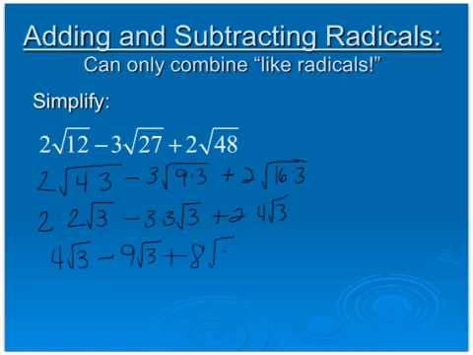plus 8 root 3. Now they're all root 3's, so they're all like radicals, so we can just combine the coefficients. 4 minus 9 is negative 5. Plus 8 is 3, so our final answer here is 3 root 3. So that's how you add and subtract. You'll see a couple on that worksheet and a couple in the review sheet when we review for the quiz next week.